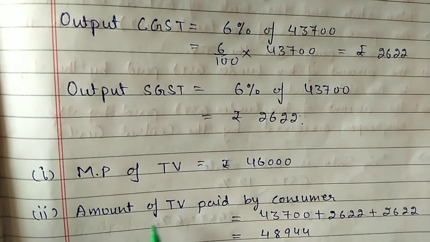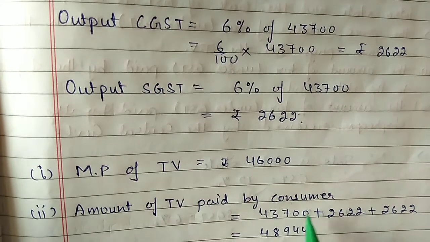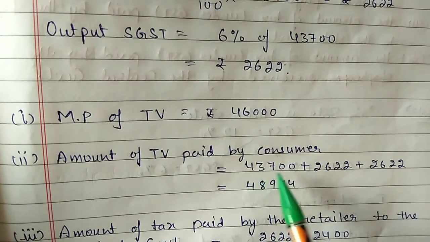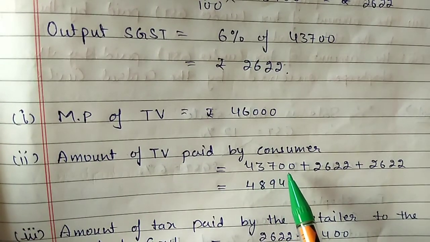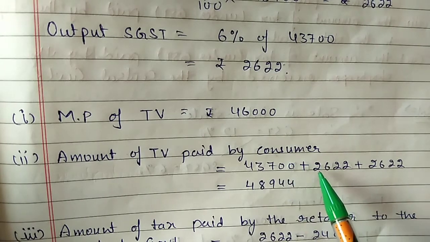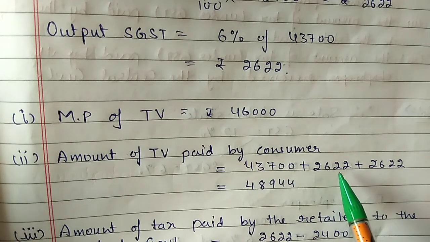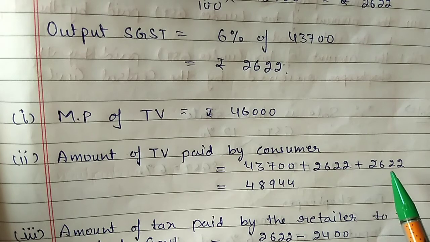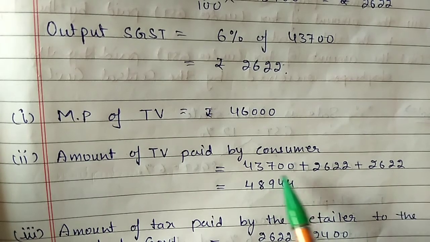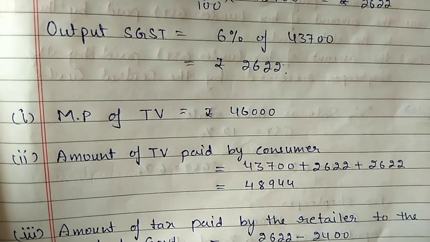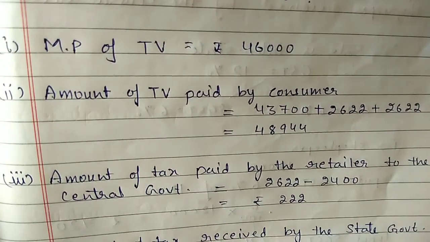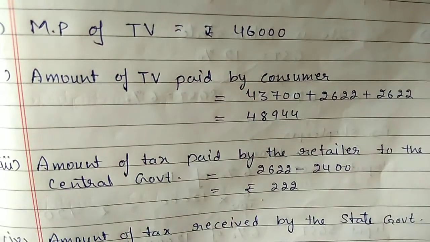So first part, the mark price of the TV will be 46,000. Second part, the amount paid by the consumer for the TV. The consumer is paying 43,700 rupees after discount, and 2,622 as CGST and 2,622 as SGST. So the total will be 48,944 rupees.